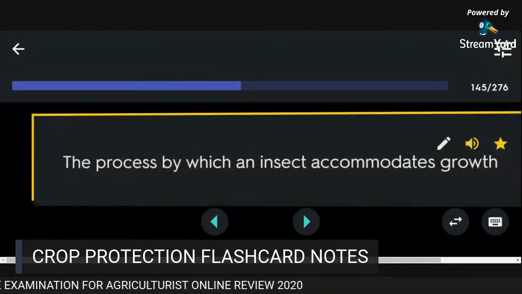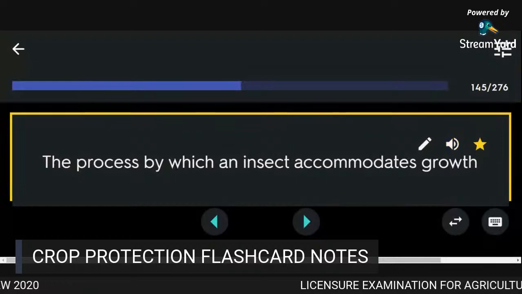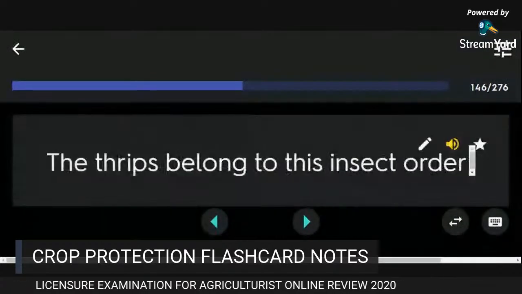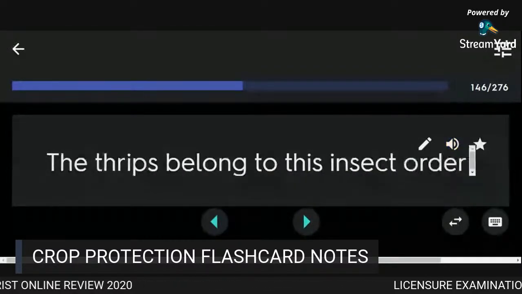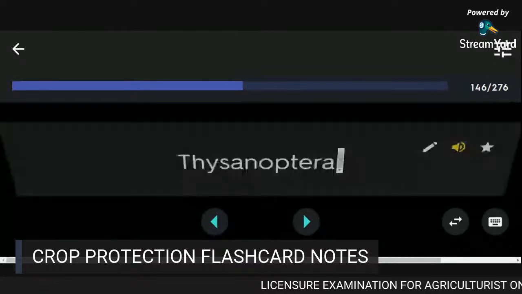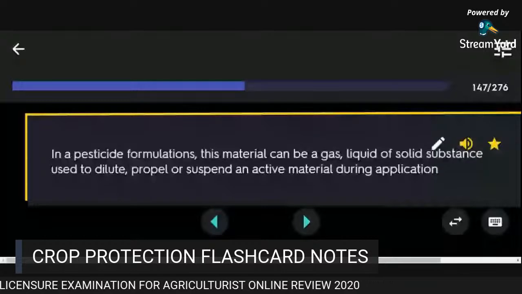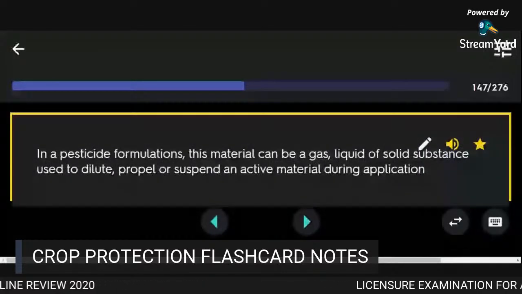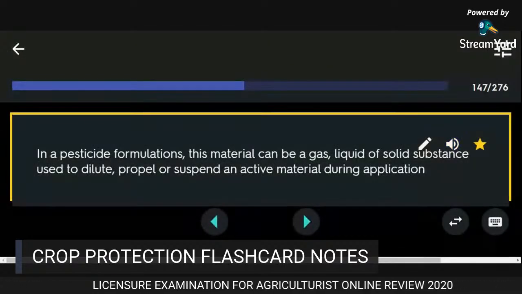The process by which an insect accommodates growth. Ecdysis. The thrips belong to this insect order. Thysanoptera. In a pesticide formulation, this material can be a gas, liquid or solid substance used to dilute, propel or suspend an active material during application. Spreader.